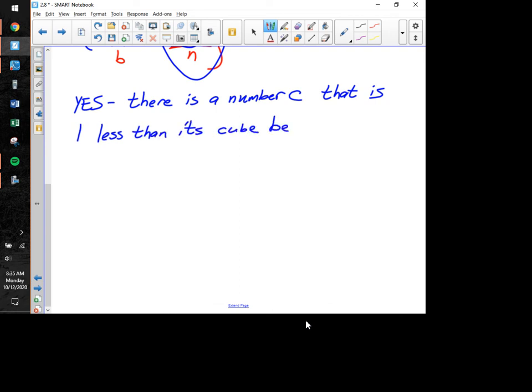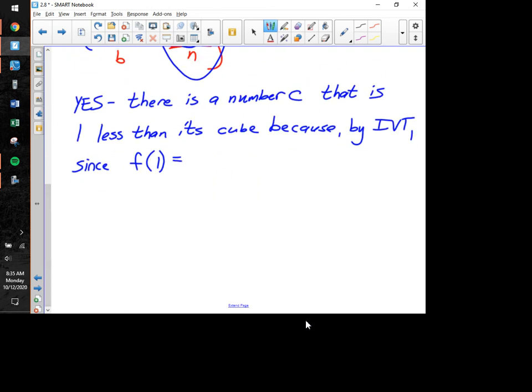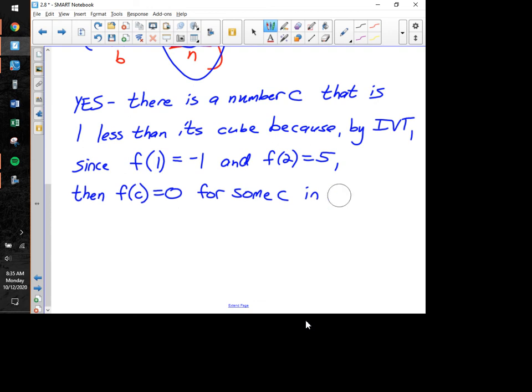And the reason here would be, by the intermediate value theorem, since, what do we know here, guys? Since f of 1 equals -1 and f of 2 was equal to 5, then we can say that f of c must equal 0 for some c value in the closed interval here. Actually, it's really an open interval as I think about it, although it doesn't really matter, in between the x values of 1 and 2.